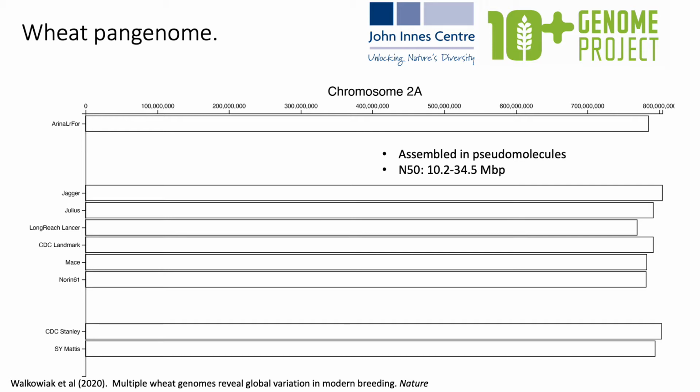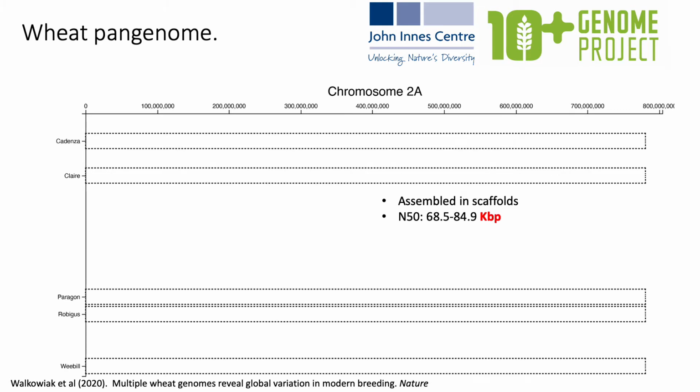Using a similar method to the Chinese Spring, the initial assembly, 9 lines were selected for their diversity and breeding importance. This plot is showing the assembly length of chromosome 2A across different lines, and will be the base of the haplotype visualization. Additionally, 5 varieties were included in the project with lower continuity. The assemblies were not at the pseudomolecule level.